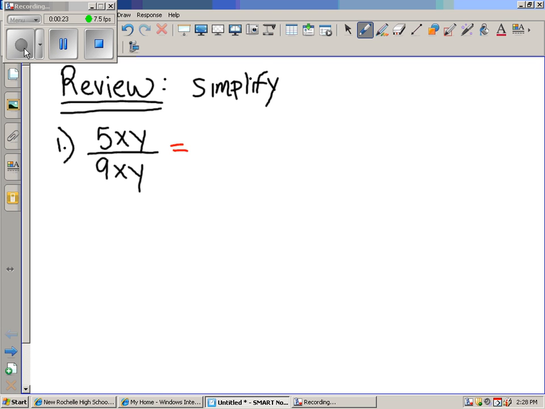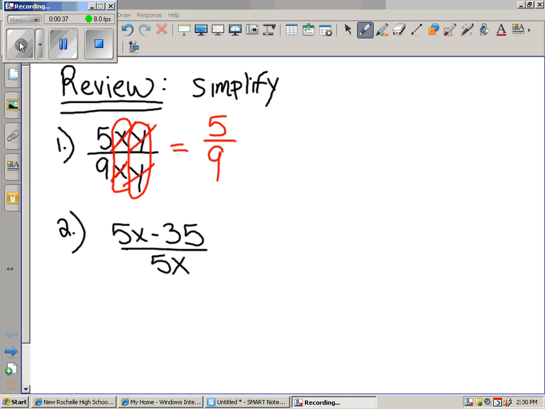What simplifies? Good. This simplifies and these two cross out. And this simplifies and these two cross out. And this is 5 over 9. That's all right, problem number two.